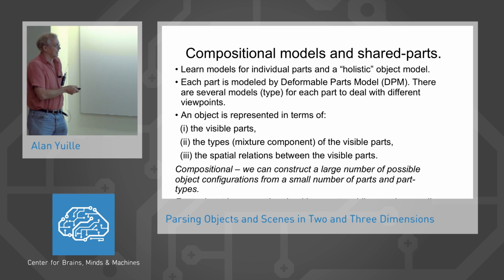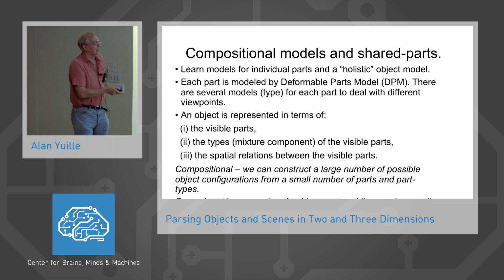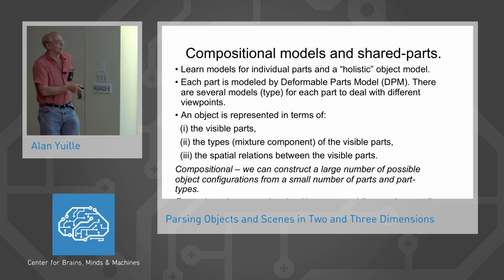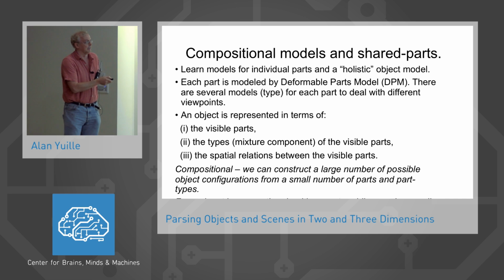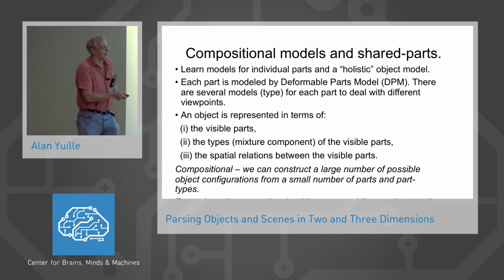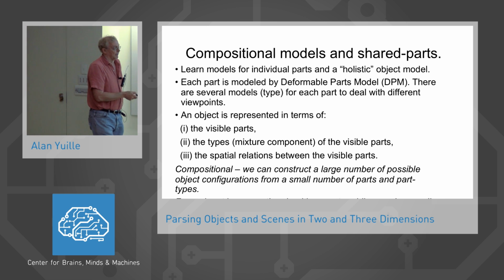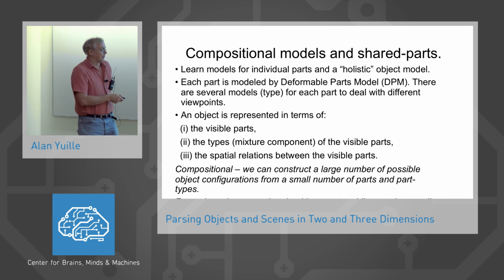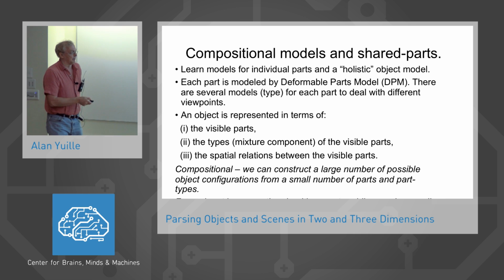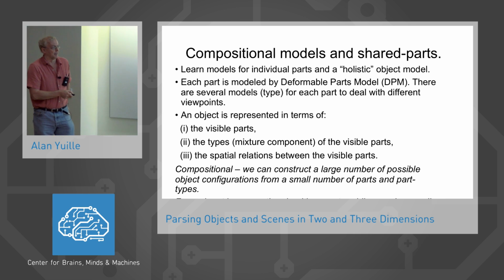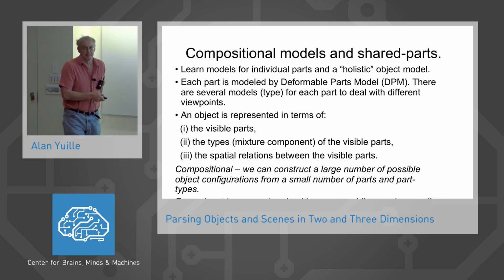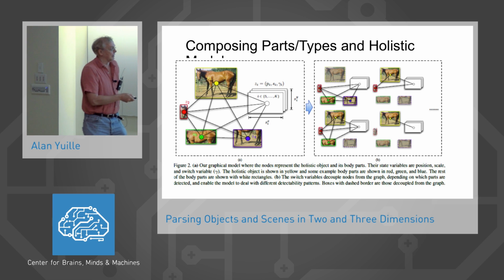So this is an illustration of the compositional idea that you construct a large number of possible object configurations, which you need in this case, from a small number of parts and part types. Okay, so then from an input image, the algorithm has to search quickly over all these possible configurations, which parts are present, which types are present, which positions are present, and it can do this pretty efficiently.